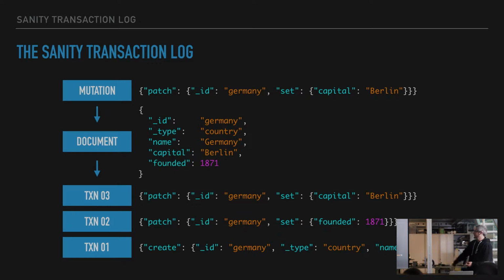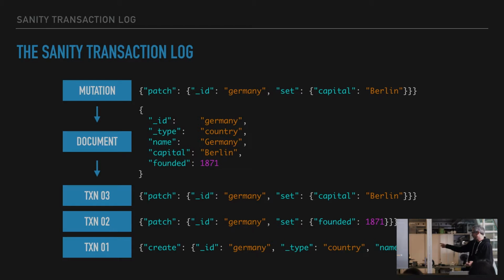Every time you submit a mutation to the API, like in this example, we submit a patch mutation for the country Germany, where we set the capital field to Berlin. That mutation is processed by our API, and we update the document by setting the capital field to Berlin, as you can see. But at the same time as we're updating the document, we also write a record of that mutation to the transaction log that you see on the bottom there. And that forms the complete history of that document.